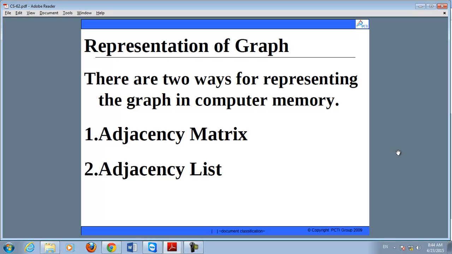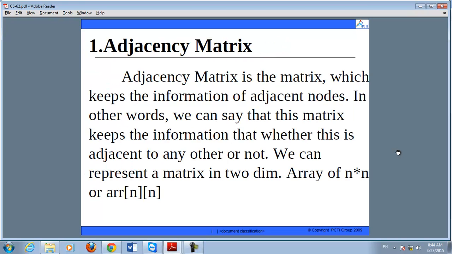Now, next is the representation of a graph. There are two ways of representing a graph in computer memory, that is the adjacency matrix and the adjacency list. Now, what are the adjacency matrix and the adjacency list? Matrix means the representation of edges and nodes in the form of rows and columns. In other words, this matrix keeps the information of whether there is an adjacent node to any other or not.